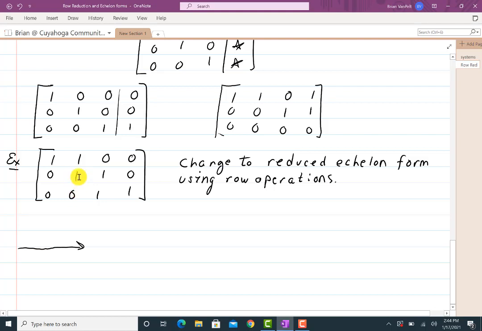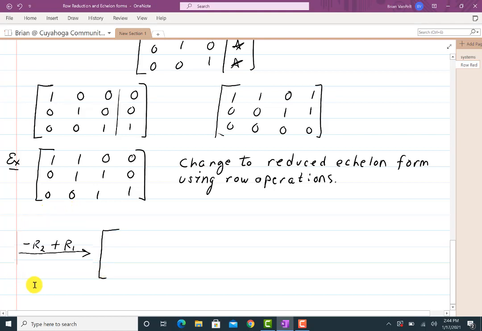However, it's 0 below but not 0 above it, and that needs to happen. And then same thing with this guy right here. This is the first non-zero entry in this last row. I need to take it and wipe out the one above it. So the first thing I'm going to do is take negative R1 plus R2.